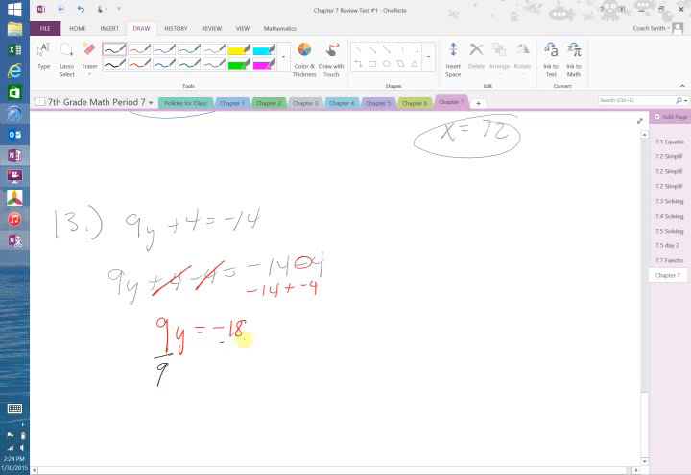Divide by 9, divide by 9. So that makes y equal to what? Negative 2. So try number 14 on your own. 14 says 2x plus 5 equal 11.